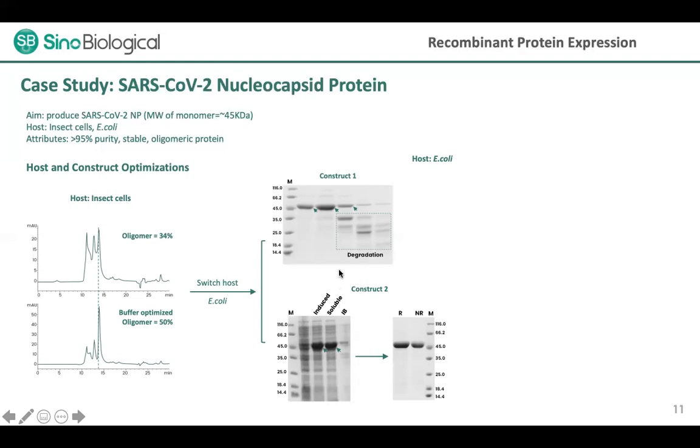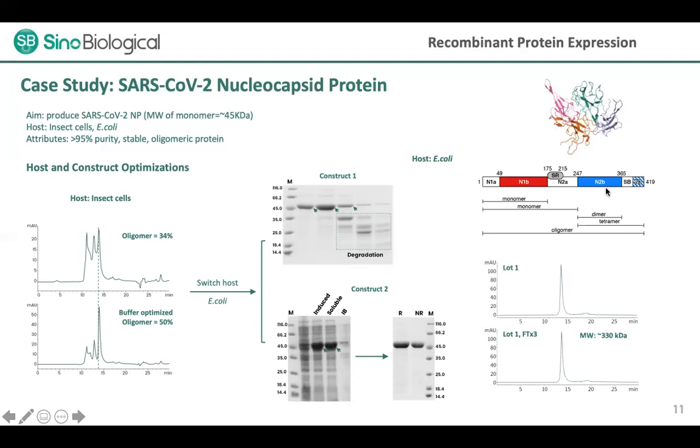Then we moved to a second construct, in which we simply tweaked the tag region, and we observed soluble expression of the nucleocapsid protein. During the purification process, we also introduced a small quantity of reducing agent into the purification scheme, and then we observed the protein with excellent purity. It also presents as oligomers, with very good stability even after three freeze-thaw cycles. The oligomer format of the protein agrees very well with published records.